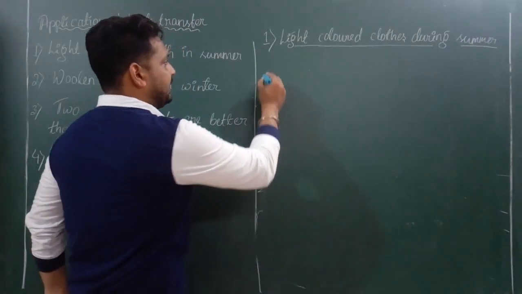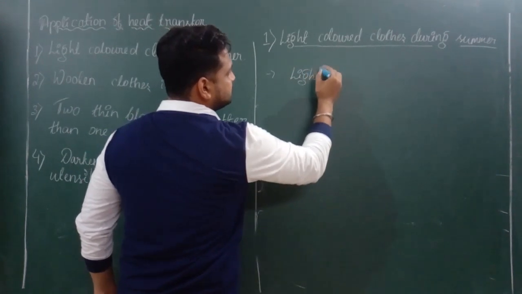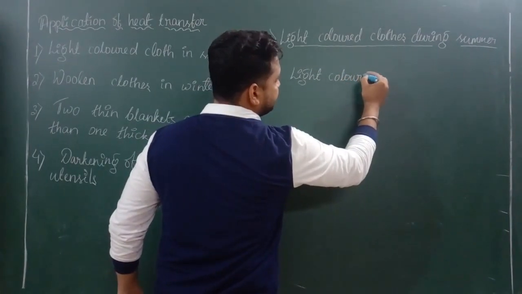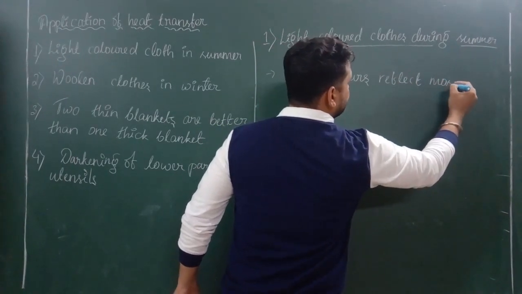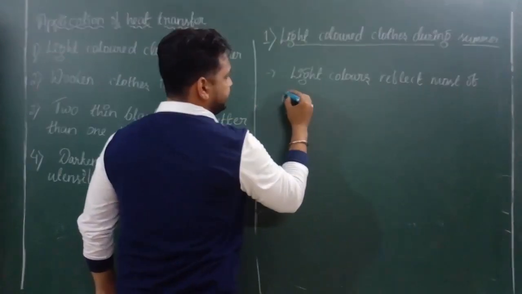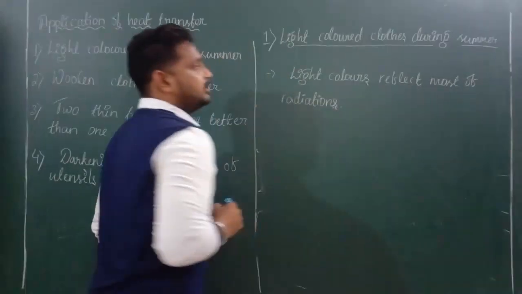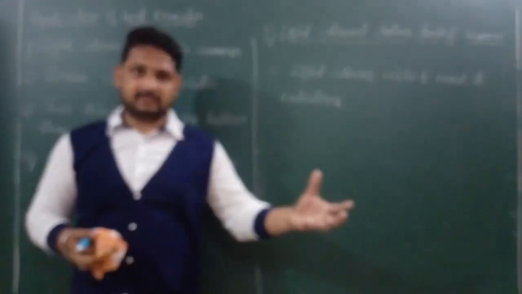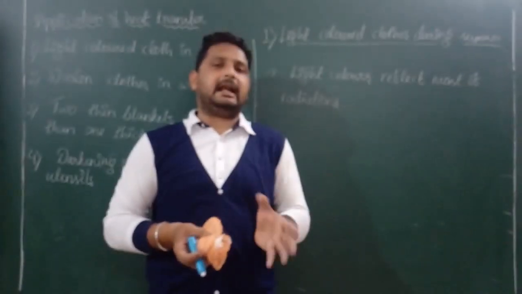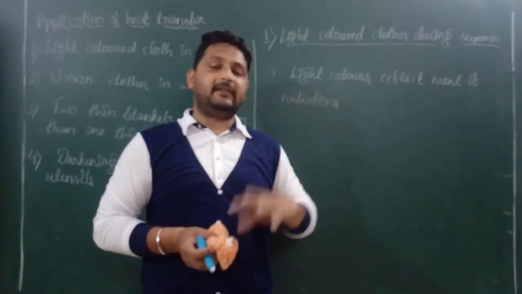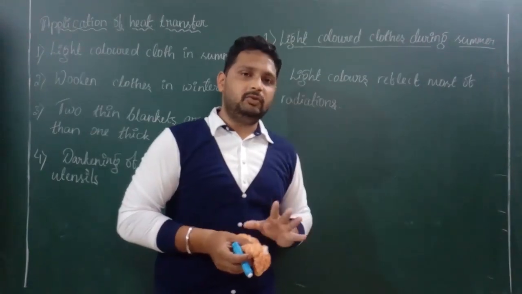The reason is light. Generally, light colors reflect most of the radiations. So light colors reflect the sunlight that is falling on our body. If you are wearing light colored clothes, they do not allow most of the light to go inside. Rather, they reflect it, making the light move away.